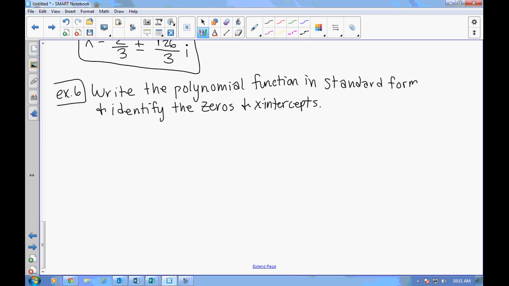But it's going to look different. I'm going to give you something that looks like this: x minus 2i and x plus 2i. So there's actually 3 parts to the question. Standard form, what are the zeros, and what are the x-intercepts? Well, close to the same thing. You'll see.